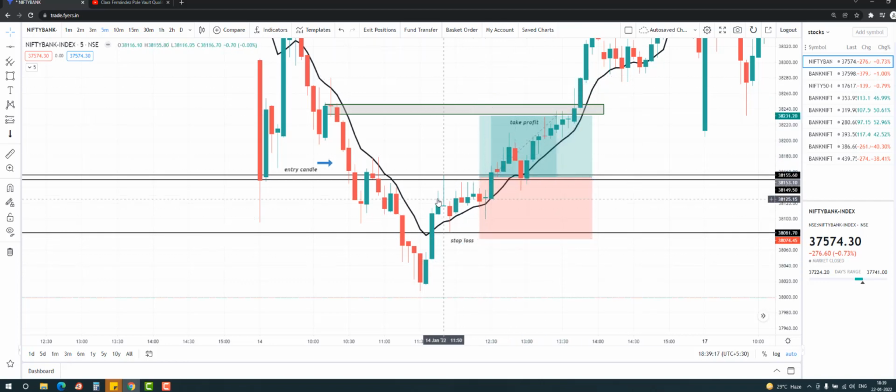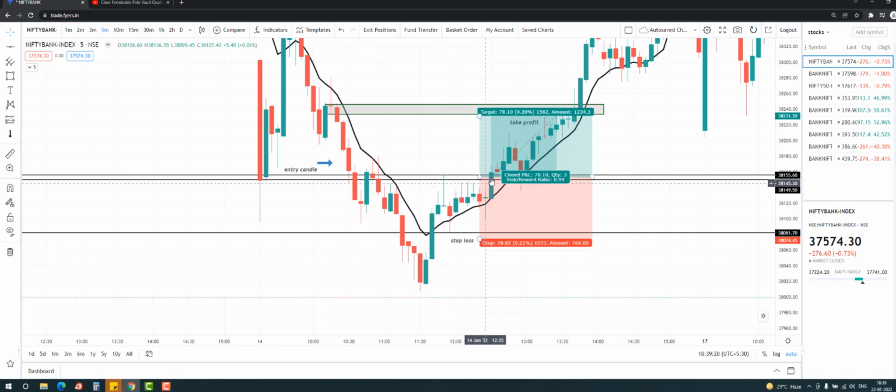So now you can see the market has gone up. It has triggered all the stop losses for the people who were looking for the downside momentum, and then it has immediately gone upside. Okay, now let's find another trade.